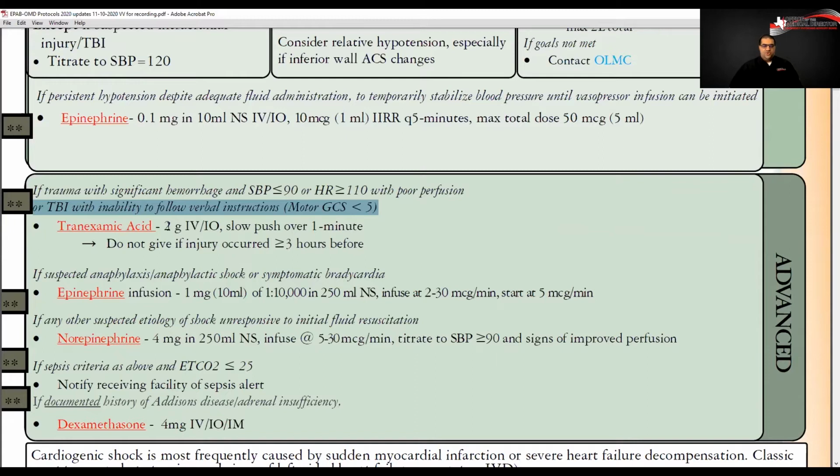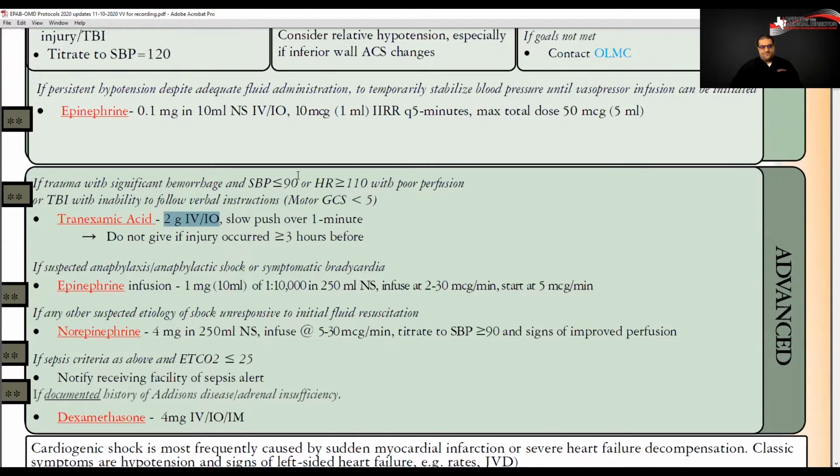And then another new thing about TXA is it's actually a 2-gram push. It's no longer an infusion that needs to be done. There's been a number of studies that looked at the safety of an infusion versus a bolus of TXA, and we'll now be upping the dose to 2 grams, but we'll also be slow pushing it over a minute as opposed to the 15-minute infusion you had to do in the past. Again, still the time limitation, so do not do this if the injury occurred over 3 hours ago, because there is some degradation of outcomes after that time frame.